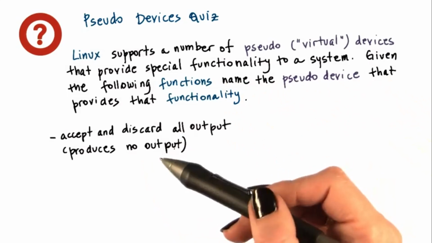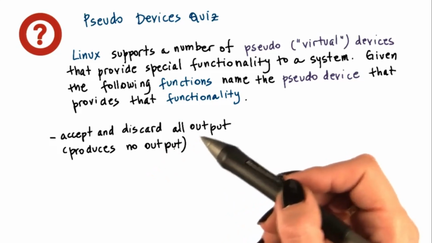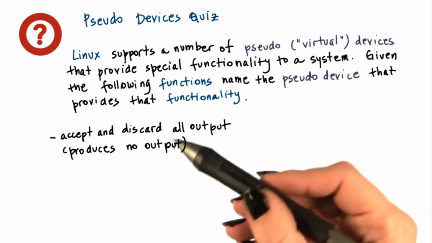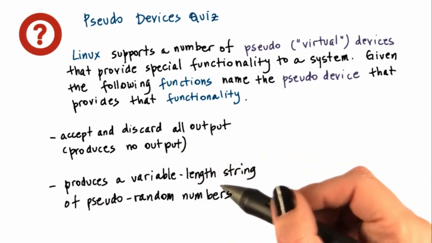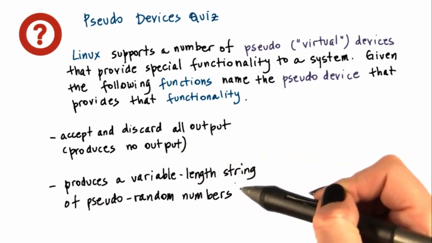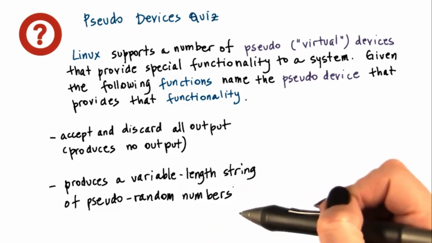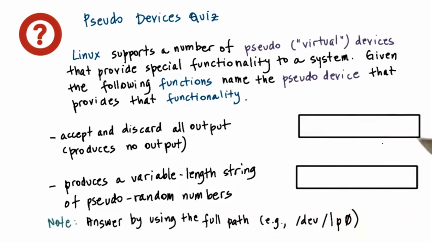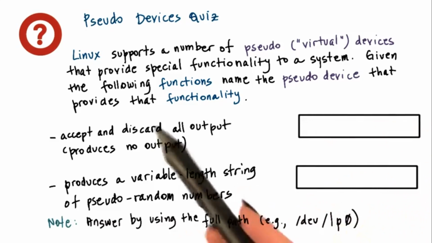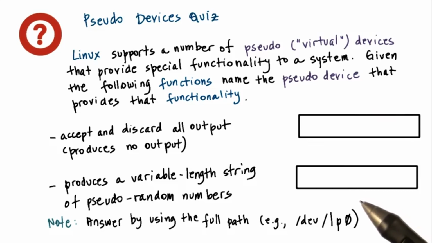First, what is a device that accepts and then discards all output without actually producing anything? Second, what is a device that produces a variable length string of pseudo-random numbers? For your answers, please fill them in these boxes and also use the full path to the device to specify what is the correct answer. For instance, to answer that the device is line printer 0, use the path /dev/lp0.